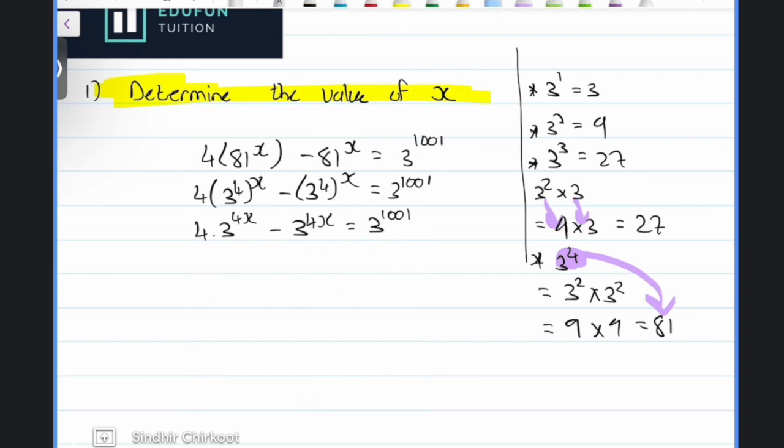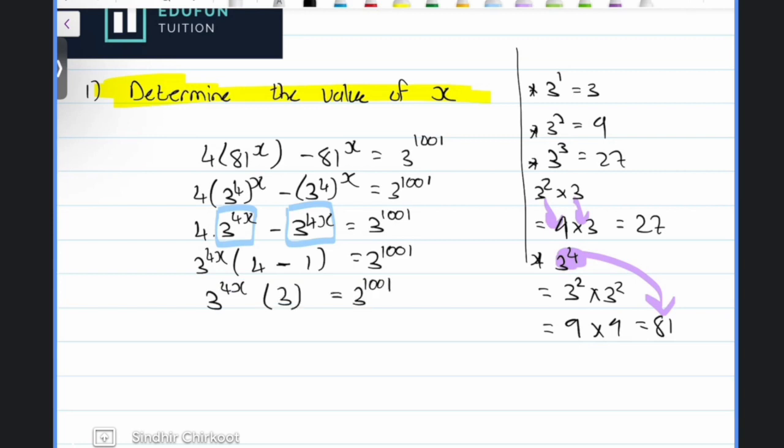You have to see that you do have a common factor of 3 to the power of 4x. Here we have it, 3 to the power of 4x. We're going to take that out. We'll be left with 4 here, we'll be left with 1 here, and 3 to the power of 1001. So now it's 3 to the power of 4x into 3 is equal to 3 to the power of 1001.